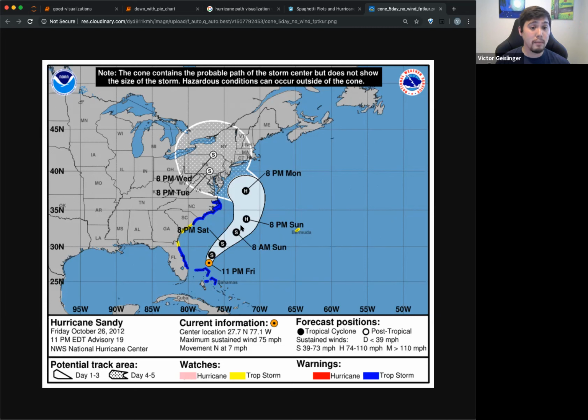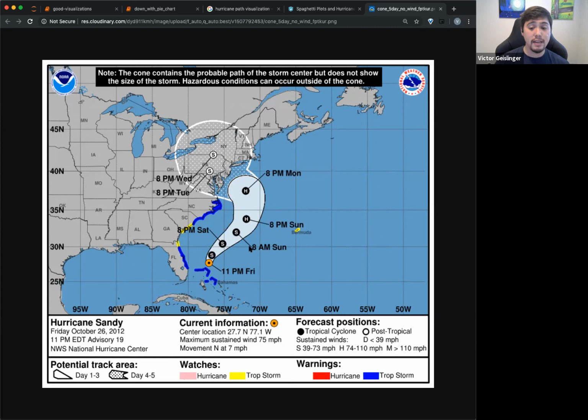So the problem is if you see this visualization and you're over on the edge right here, like in Virginia, you might say, okay, not a big deal. The hurricane's kind of off to the side. I'll get barely any of it. But that's not what it means. It actually means that the storm could go right here, and you could actually be in the middle of the storm.